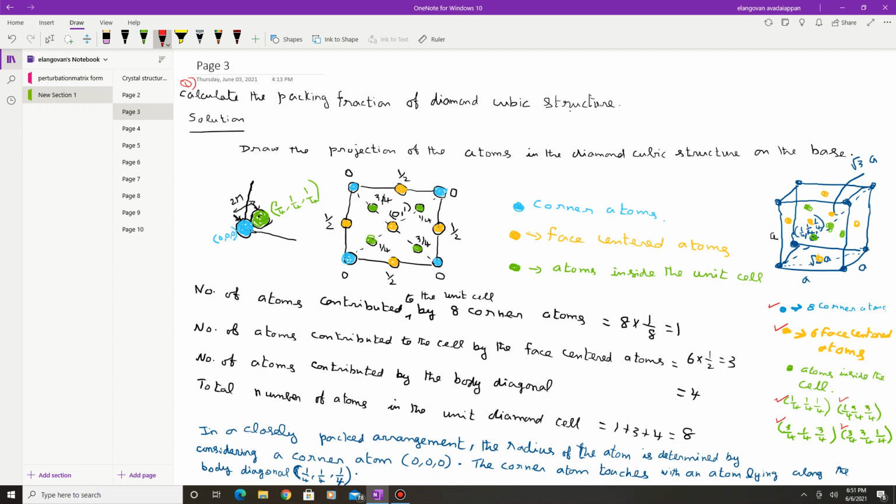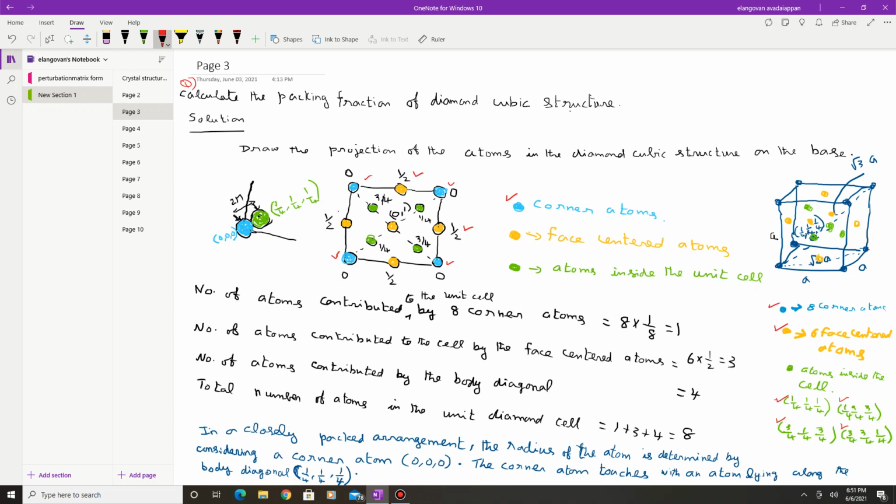So if you project the atoms at the base, here the corner atoms are represented by 0. So the 0 represents the height from the base. So if you project, there is one atom here, one atom here at the corner of the square. If you project the cubic structure on the base, these 4 atoms are at the base. Then the face-centered atoms are represented by half, because this is a half unit from the base.